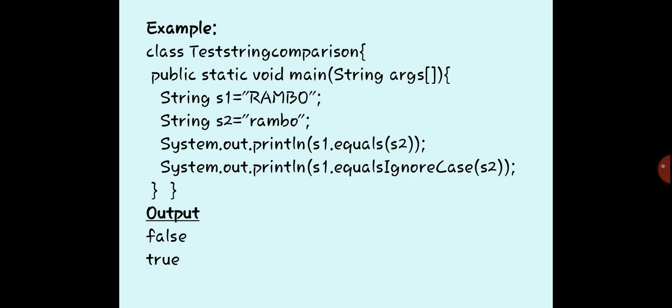See the output. Java is case sensitive, so it will consider small r and capital R as different. So this Rambo is different from that Rambo, and it will return false. For the next method, equalsIgnoreCase, it ignores the case. So if the content is the same, it will return true because it is ignoring the case.